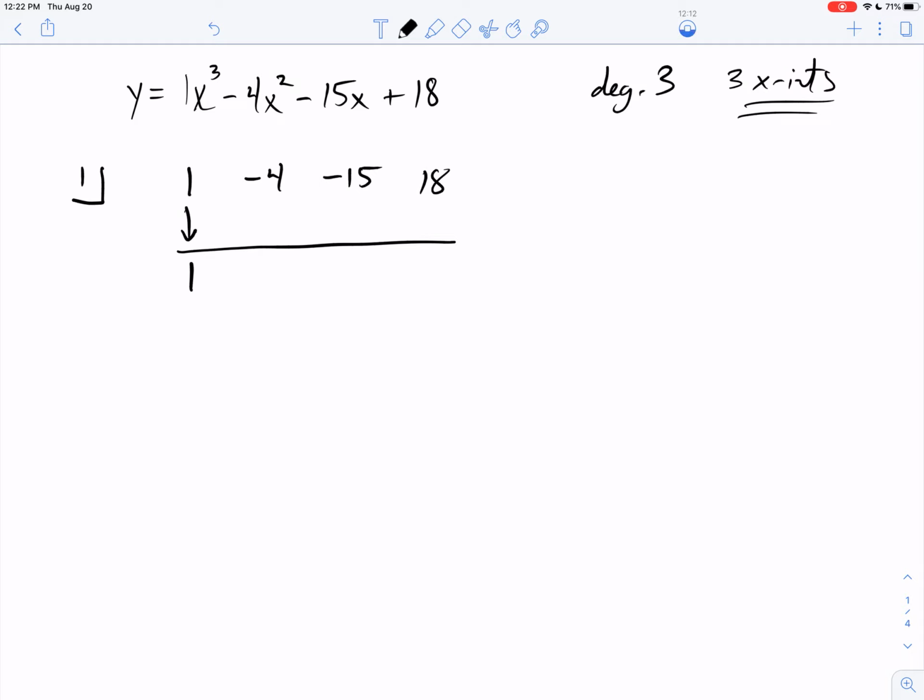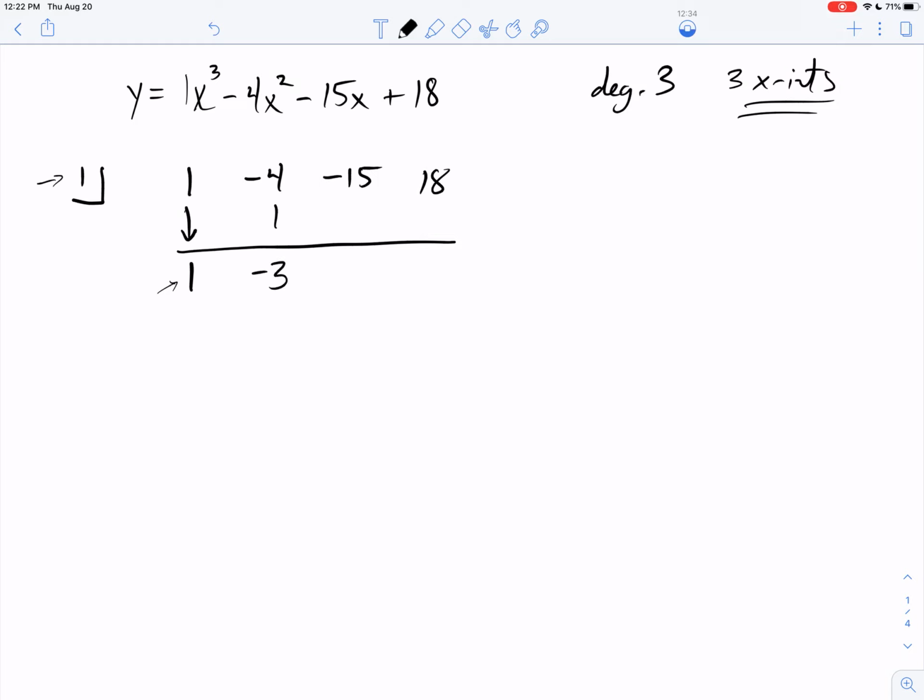What happened in my last example? I tried 1, it didn't work, so I tried negative 1. So here's the thing. I'm going to try 1. 1's the easiest number to work with, because what's 1 times 1? Remember, I'm going to take this number, the shelf number, times the leading dude. So 1 times 1 is 1. I write it here. Add down, I get negative 3.